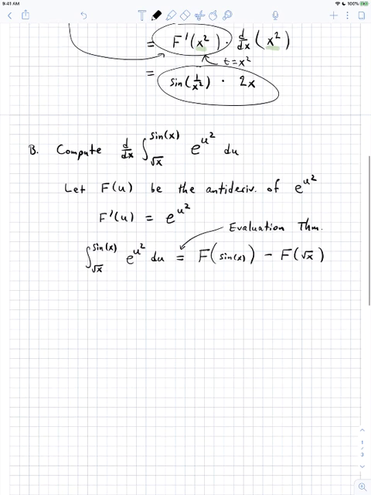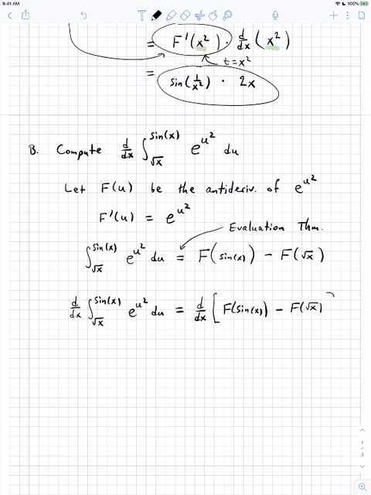But this isn't what I need to compute. What I need to compute is the derivative of this definite integral. So we compute the derivative with respect to x of this definite integral, from the square root of x to sine of x, e to the u squared du. This is going to be equal to the derivative with respect to x of F at sine of x minus F at the square root of x.